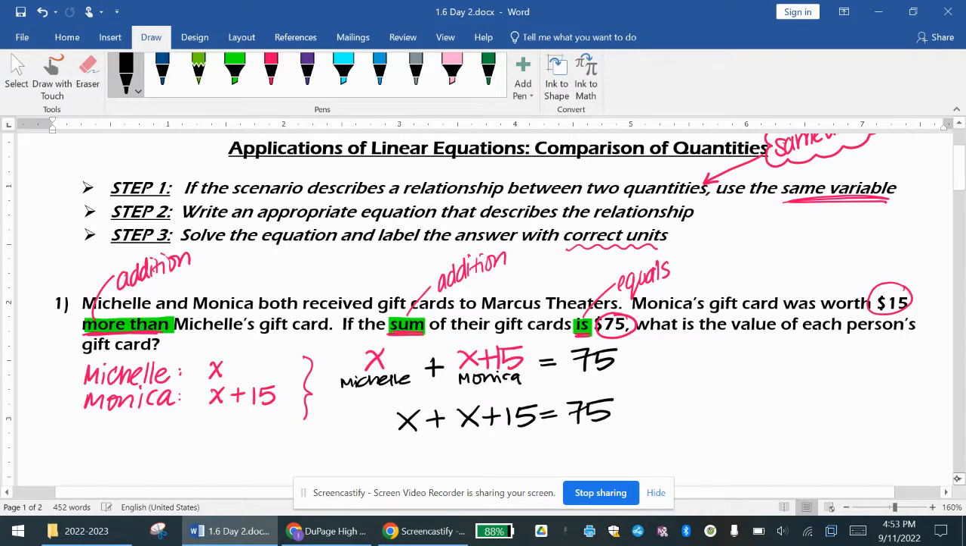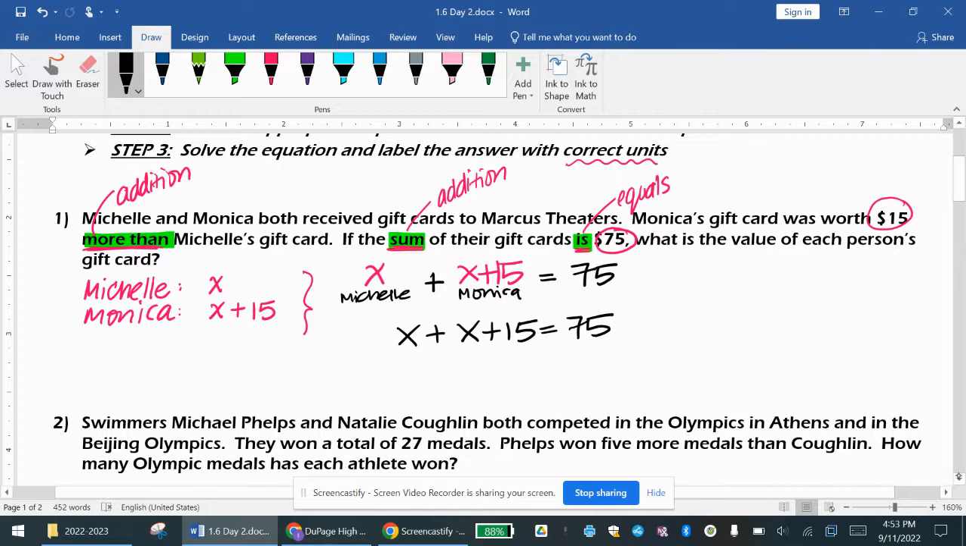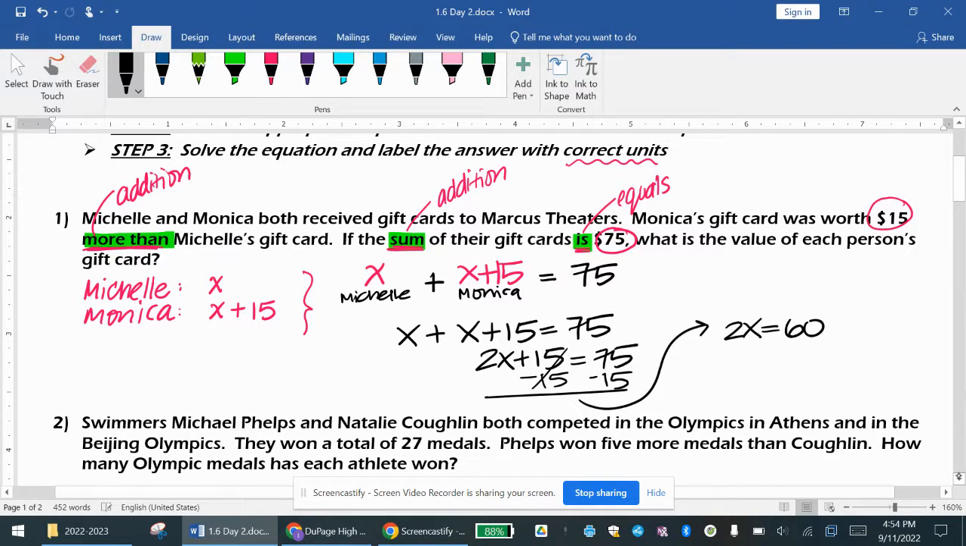Now you just use previous strategies that we've been practicing. Combine like terms: x plus x is 2x. Subtract 15 from both sides. You get 2x equals 60. And then divide by 2. So what have we just found? We have found the value of x. We can use this to substitute the values back into the original problem. Remember that x is 30.